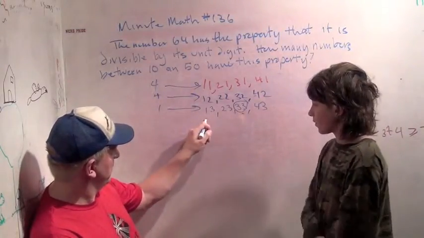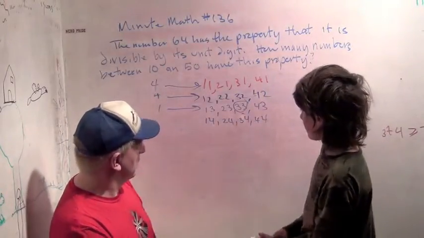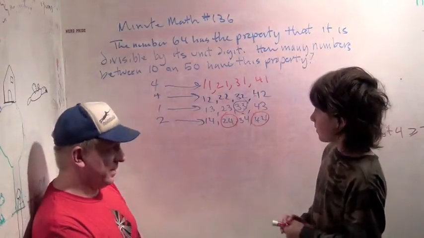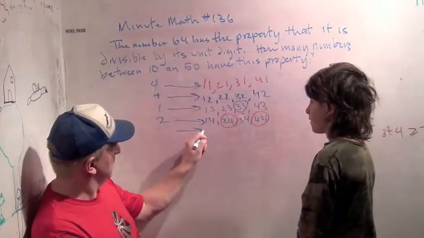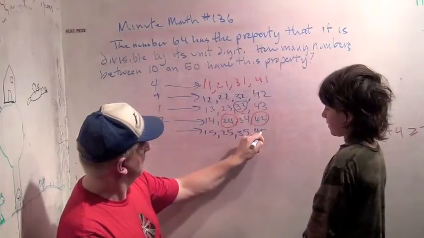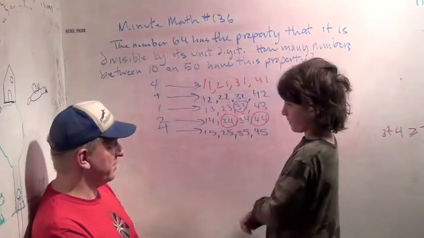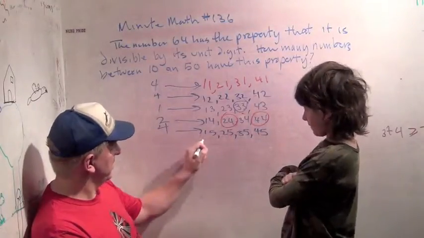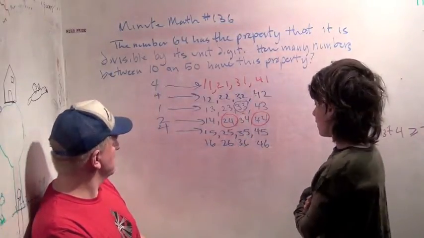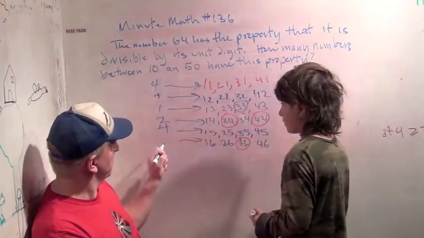The ones that end in 4: 14, 24, 34, 44. These 2. There's 2. Awesome. Ones that end in 5: 15, 25, 35, 45. They're all divisible by their units digit. How do you know that? Because you can check. They all end in 5, so they're divisible by 5. Okay, so 16, 26, 36, 46. Well, only 36.